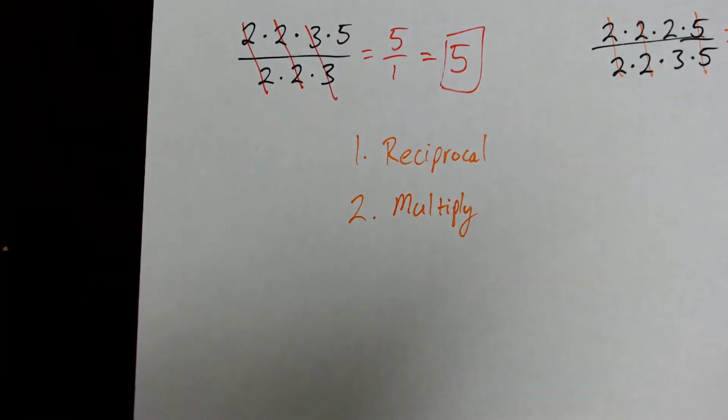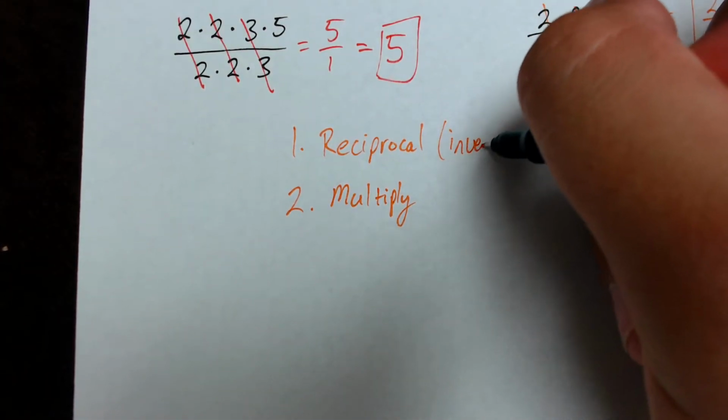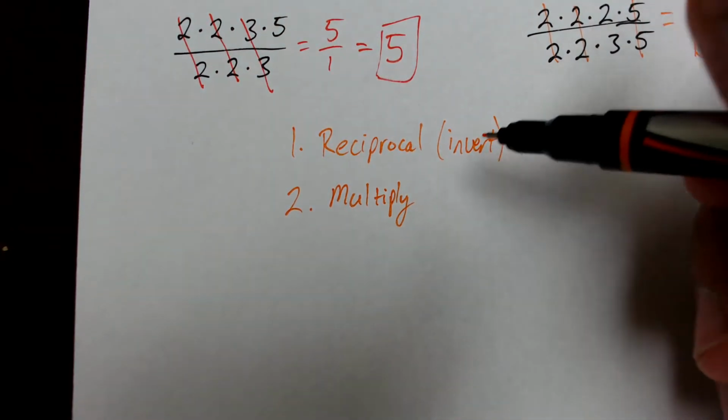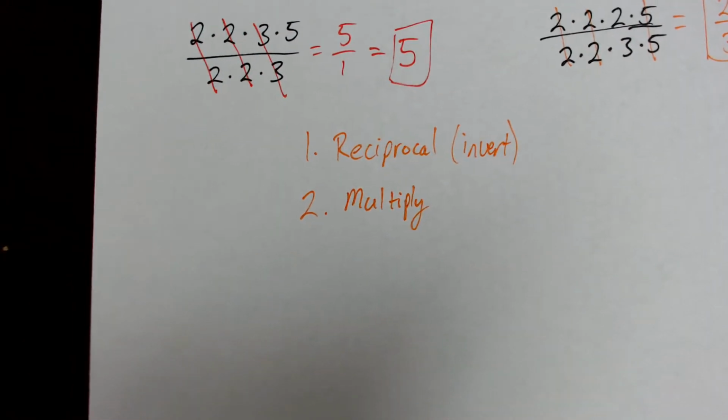All right, and then this reciprocal could also be rewritten as invert. Some people know this as invert and multiply, or reciprocal and multiply. So let's put that into place.